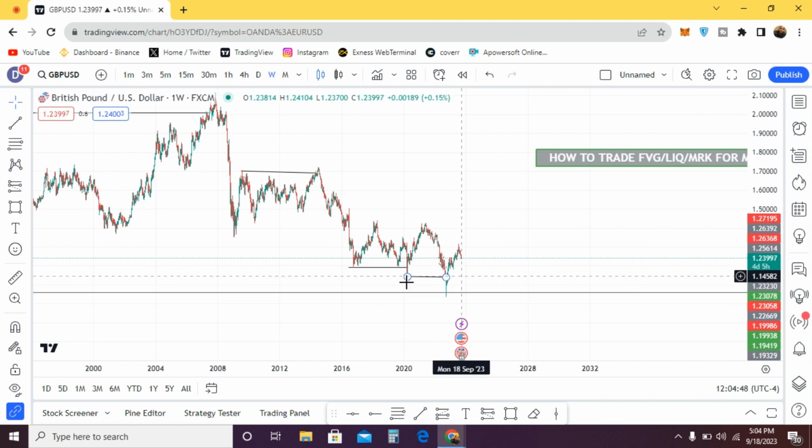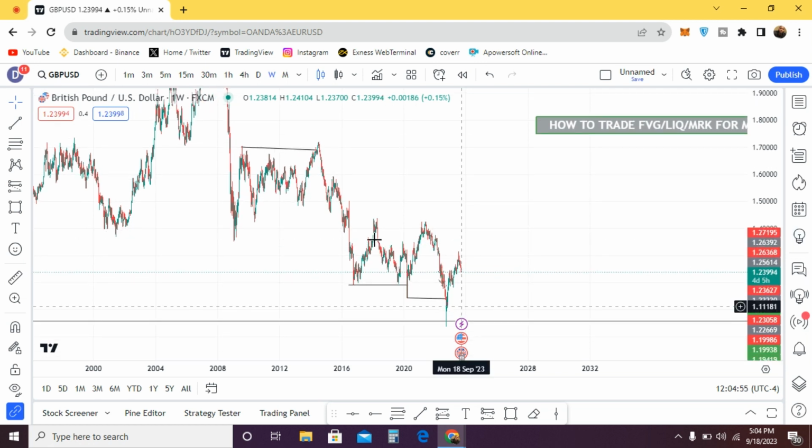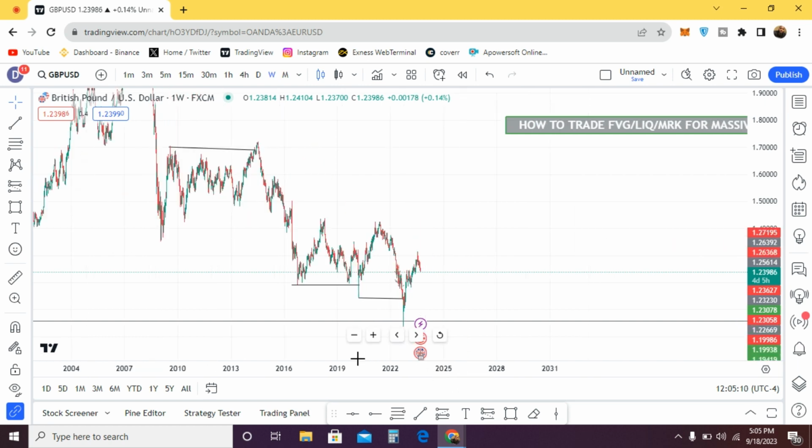After taking out this liquidity over here, which is the lesser liquidity, the next target is this liquidity which you see at the top here. So you see that the market already created some form of liquidity here before going down to take out this last liquidity at this point. So now the market is going back to grab all of the liquidity, and we still have a fair value gap at this point in time.